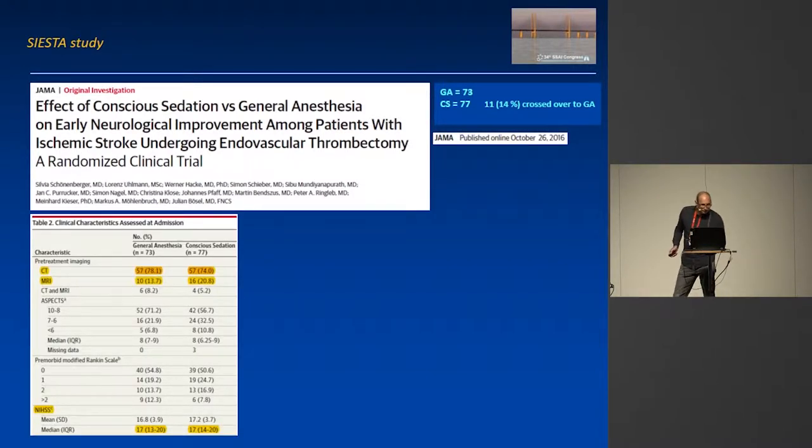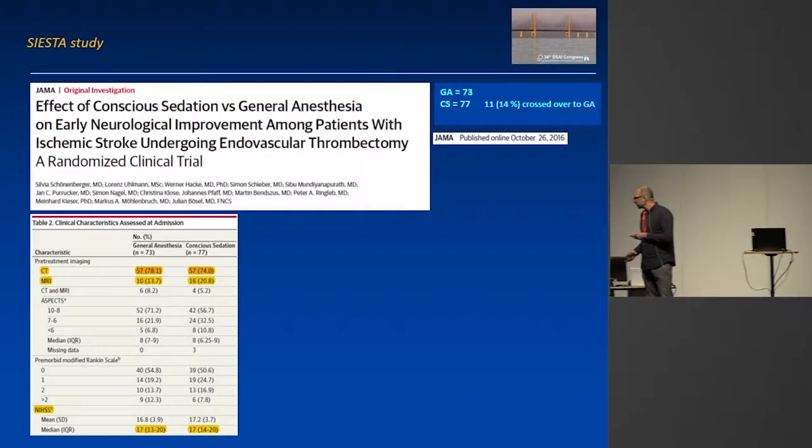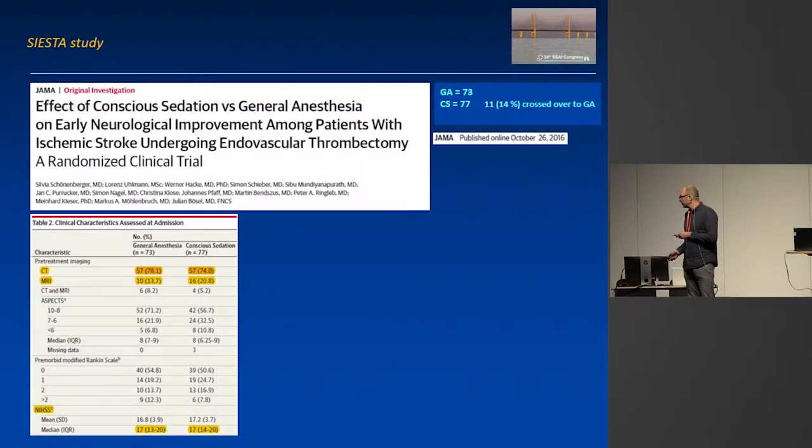And what they found, it's difficult to see here. They found that this is the baseline characteristics here. They mainly used CT and very few MR scans, but otherwise they had a very balanced group. And the most important thing here is that you can see the National Institute of Health Stroke Scale. That's a scale which measures the severity of stroke. It was similar in both groups, so patients were equally sick in both groups.